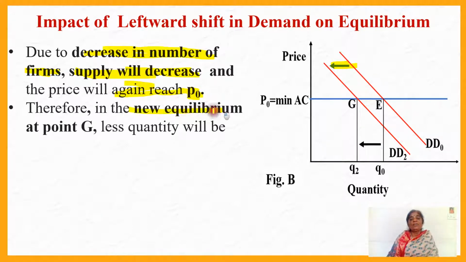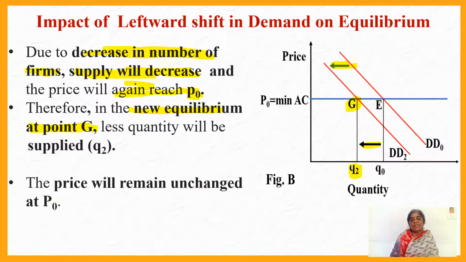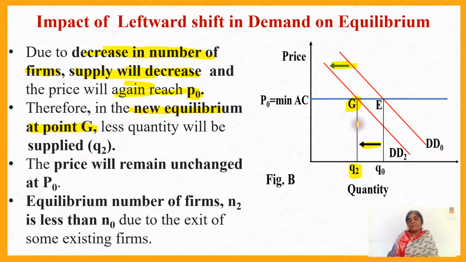At the new equilibrium, now at point G, because some firms have exited the market, the supply will be less compared to the initial supply. Because some firms left the market, the number of firms decreased. When the number of firms decreases, the supply amount also decreases. You can also notice the number of firms will be less, because the firms have left the market.